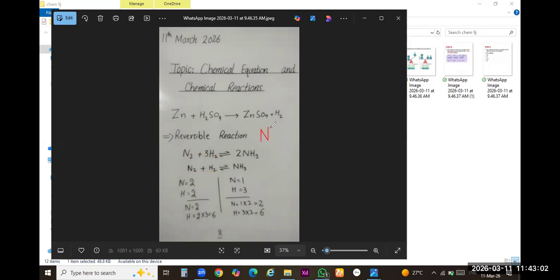Like nitrogen, there are 3 bonds in between nitrogen elements. There are 3 bonds in between nitrogen and nitrogen elements. And there is a single bond in between hydrogen and hydrogen element. Do you understand this term, class? There is a single bond in between hydrogen and hydrogen element, and there are 3 bonds in between nitrogen and nitrogen element.